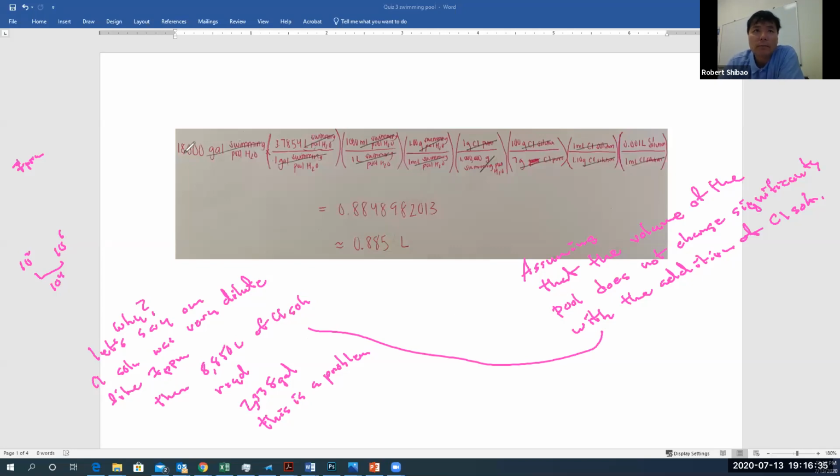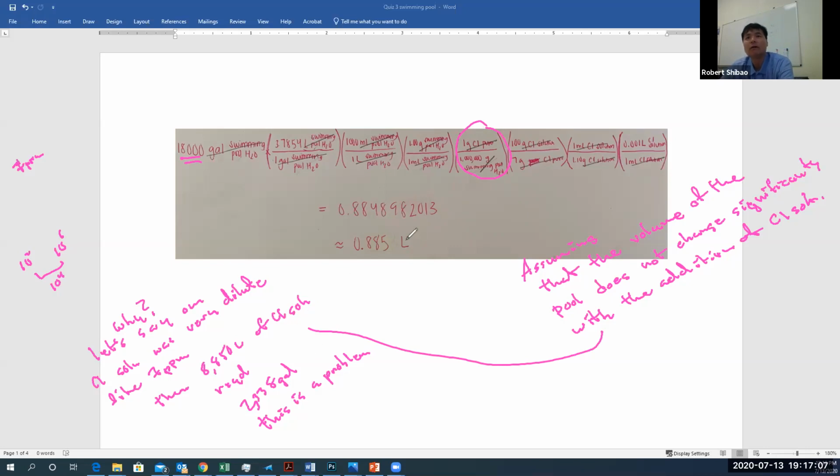Okay, the problem is we calculated the chlorine level. Remember, the chlorine is 1 gram of pure chlorine per million grams of pool water. So we calculated the amount of chlorine we need based on 18,000 gallons. But if we add 2,000 more gallons to that, then the swimming pool is not going to be 18,000 gallons anymore. The swimming pool is going to be 20,000 gallons. So if you have 20,000 gallons, you're going to need more chlorine. And so we aren't adding enough chlorine.